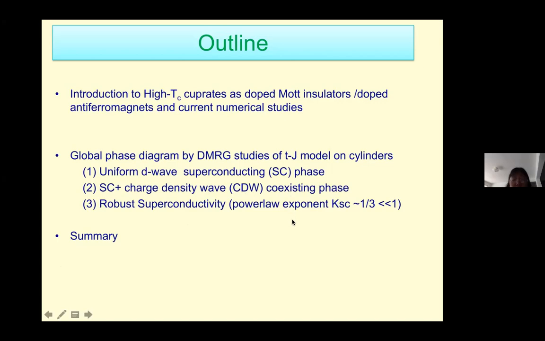Then I show you how robust the superconductivity is in those 2 phases. Because this is a quasi-1D geometry, we do not expect a long-range order due to the Mermin-Wagner theorem, but we can recognize the superconducting correlation in terms of power law, and the power law exponent turned out to be much smaller than 1, indicating a very strong correlation. Then I will summarize my talk.